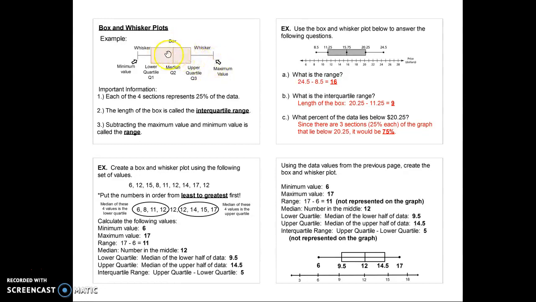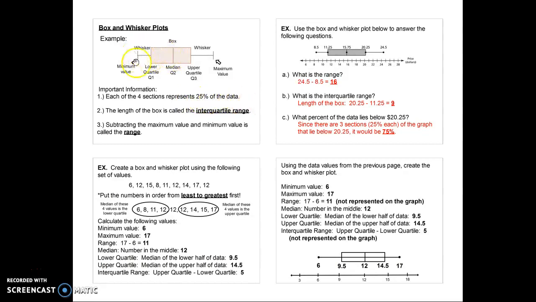Okay, some of them are longer or shorter. These sections can be spread out. Some of them might be really small, but they have this same general shape every single time. When you make them, each of the 4 sections represents 25% of the data.